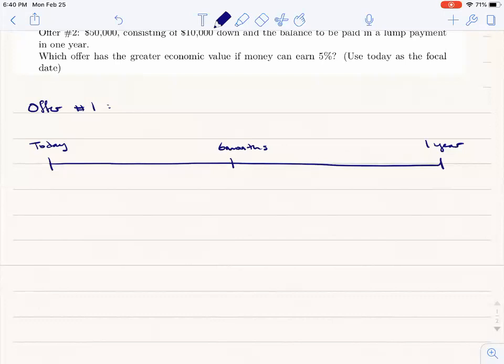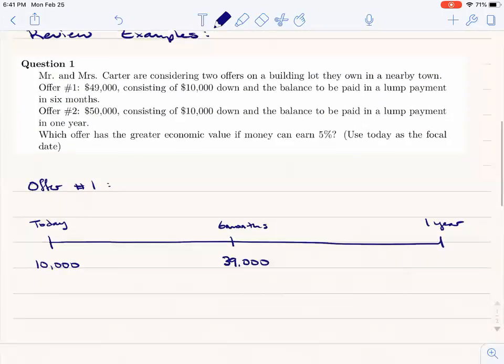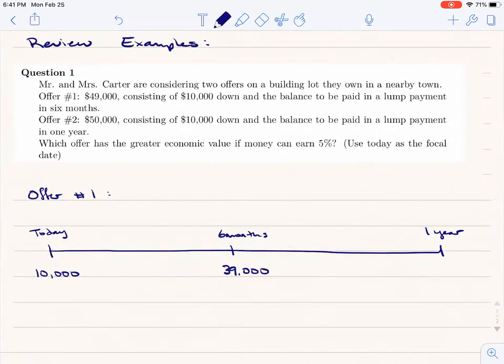So remember when you're drawing your timelines, you draw your timeline and then all the dates up above and the dollar amounts down below. And so today, you're going to get a payment of $10,000. And then in 6 months, you get the remaining 39,000, because the total is 49,000. Here, it's not really clear, and the balance, the remaining 39,000 is what that means.